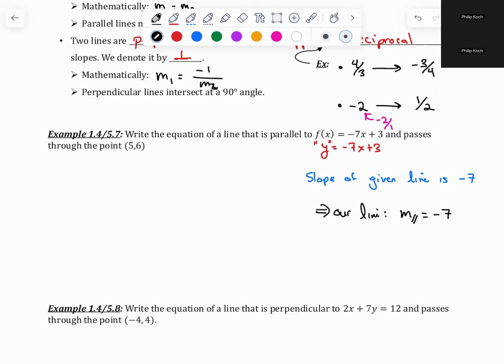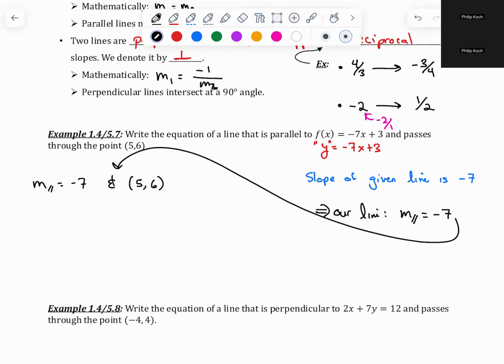So we found the slope, we have a point, we have everything we need. Just so we're clear what I'm writing here, the given line, f of x, has a slope of negative 7. That means that our line, which is parallel, that's why I've written m sub parallel, the symbol for parallel lines, is also equal to negative 7. And taking this information, m parallel is equal to negative 7, and we have the point 5 comma 6. So you can use the point slope formula.